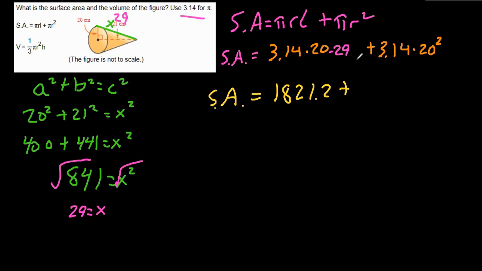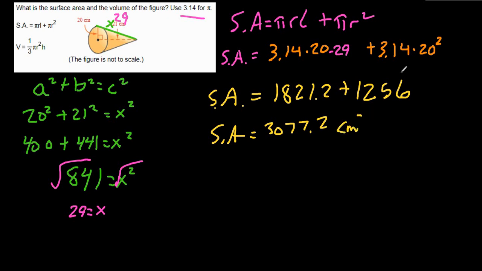3.14 times 20 squared, or 3.14 times 400, because 20 squared is 20 times 20, gives us 1256. And when we add these together, we're going to get a total of 3077.2, and now I will put the centimeter squared. Many teachers or books will put the centimeter squared throughout the whole problem. I just like to add it at the very end.